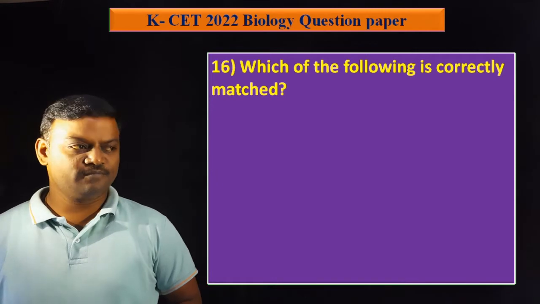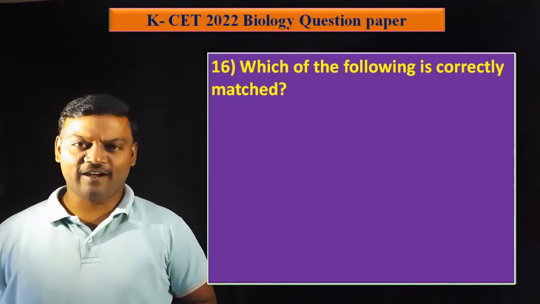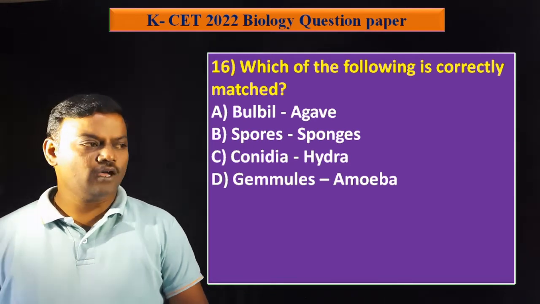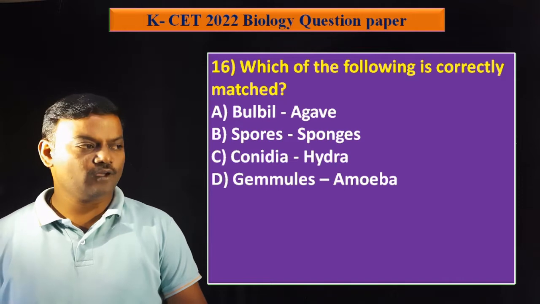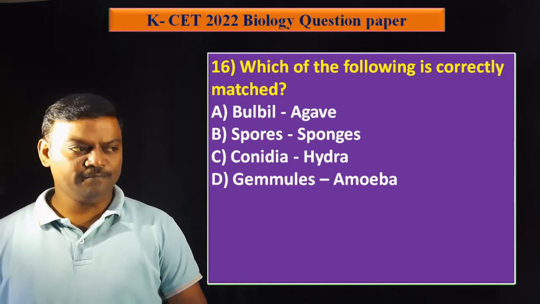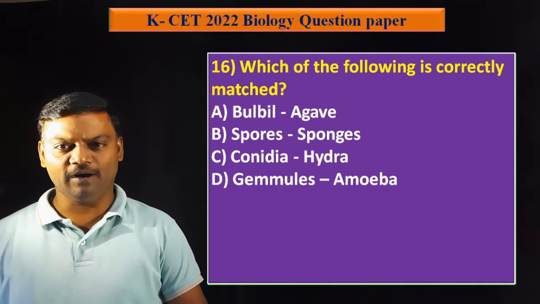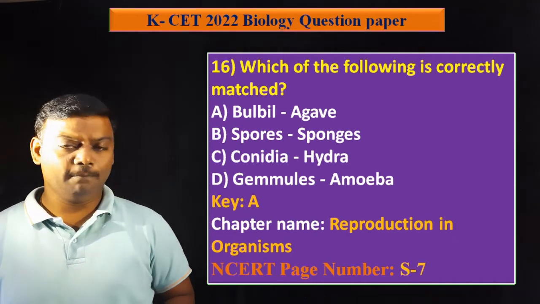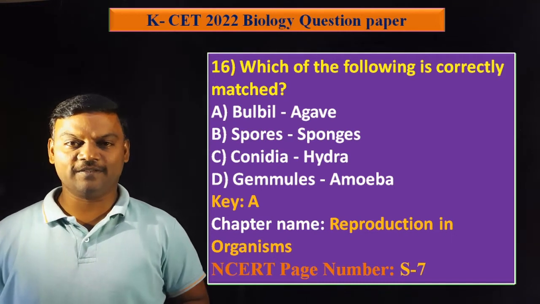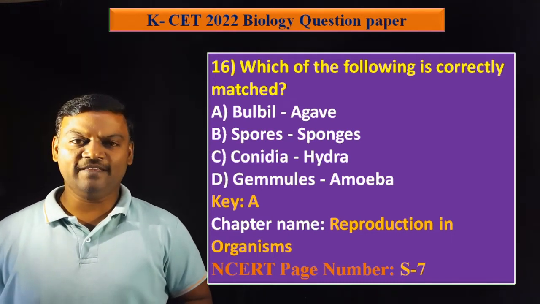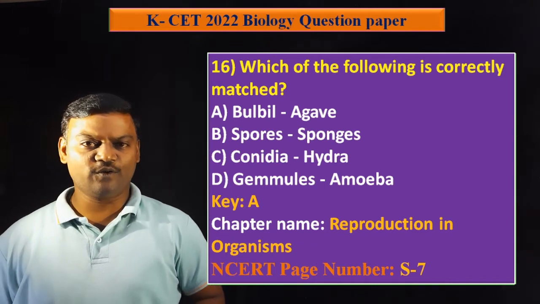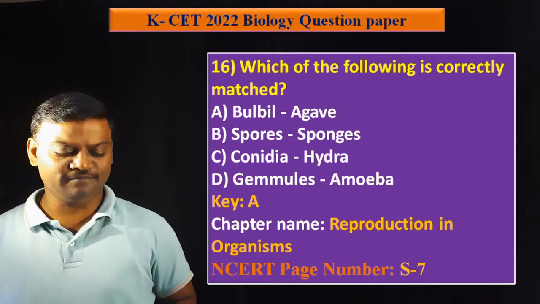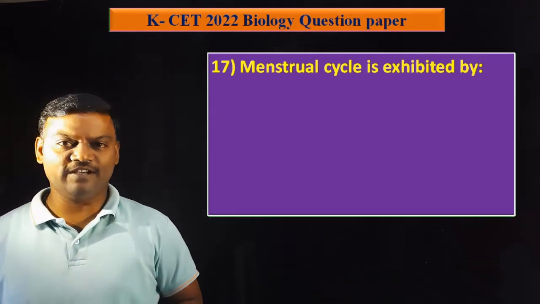Question number 16. So which of the following is correctly matched? Option A, bulbil, agave. Option B, spores, sponges. Option C, conidia, hydra. Option D, gemmules, amoeba. In this, the correct answer is option A. Because bulbils are the structures present in agave that help in asexual reproduction. It is a question from Reproduction in Organisms, page number 7.